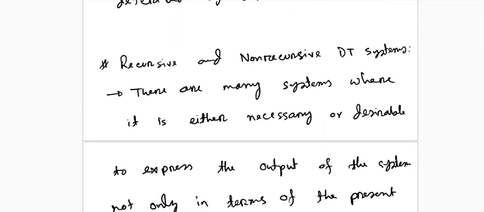Now, a new term is the recursive and non-recursive system. If you have feedback from the output to the input, it is known as a recursive system. And if you do not have feedback from output to input, it is known as a non-recursive system.